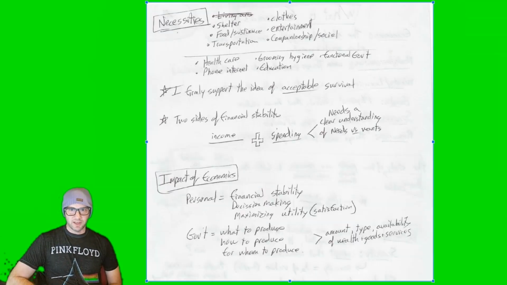So let's take a look at some of the necessities. Most everybody agrees on the necessities on the top of the line, to the extent that you cannot survive if you don't have shelter. If you don't have shelter in the area, you will die during the winter. Okay, you need food or sustenance. Food, water. Without it, you will die. That's biology. Clothes. In this area, you cannot survive without clothes.